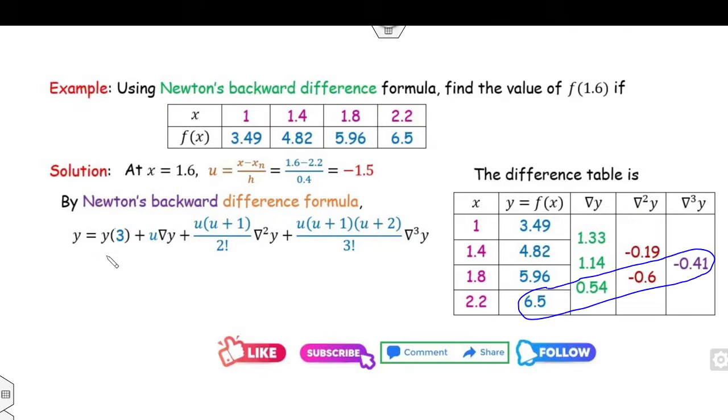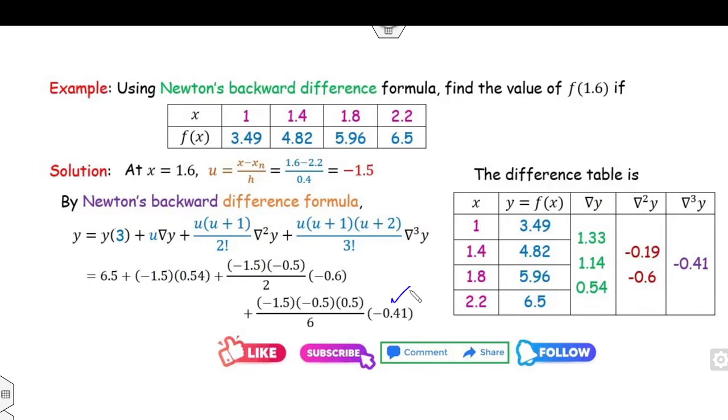Fine. So what is the value of y3? y3 is my 6.5. u is my minus 1.5. What is the del of y? That is this quantity, the last value is 0.54. Similarly, what is the value of this? It's minus 0.6 and the last value is my minus 0.41. Now you can solve this with the help of the calculator. You will get the right answer as 5.439375. And you can also check your answer in the examination. Since 1.6 lies in between them, your answer also lies in between them.